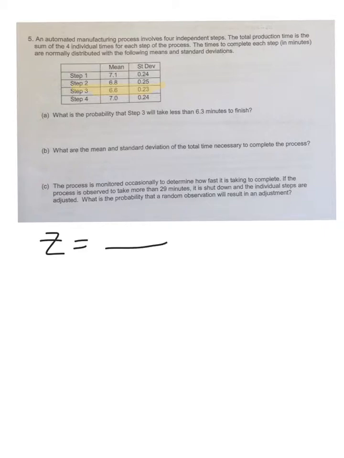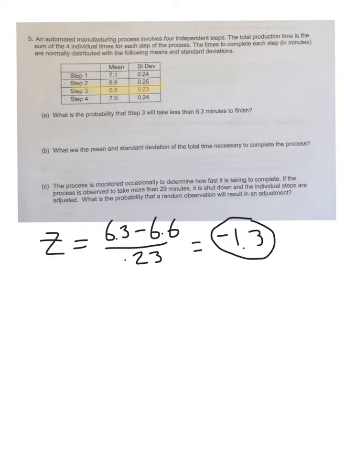So it is, what is it? The thing we're interested in, which is 6.3, minus what we think it's going to be, 6.6, divided by the standard deviation, which is 0.23. And the answer is negative 1.3. 1.3 standard deviations below. And we're going to say, what's the probability that is less than that?